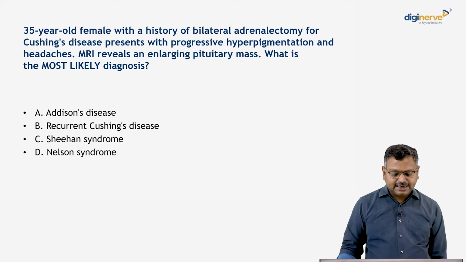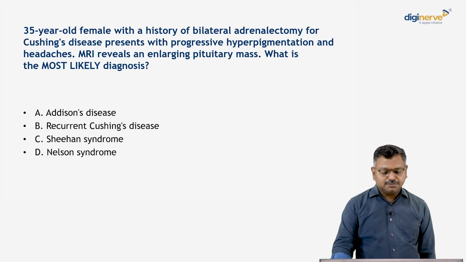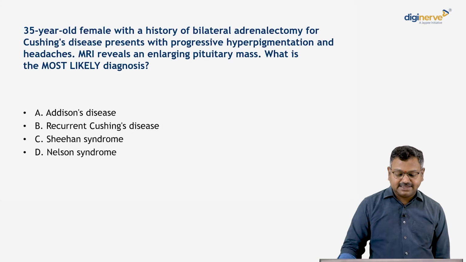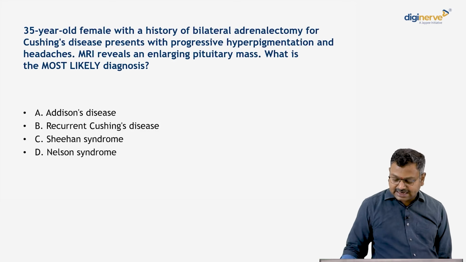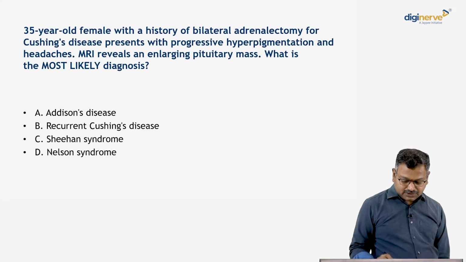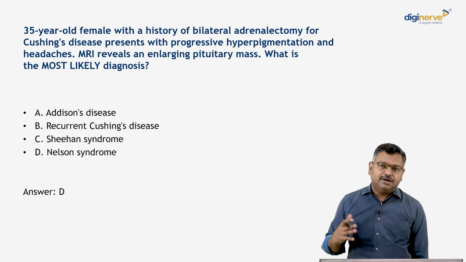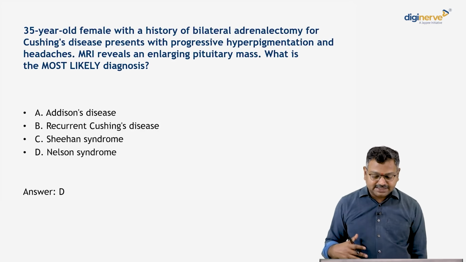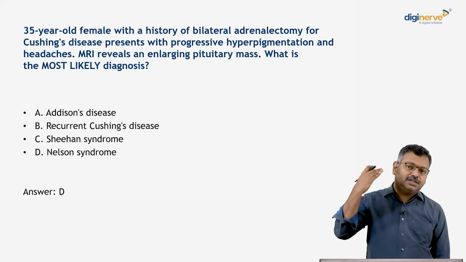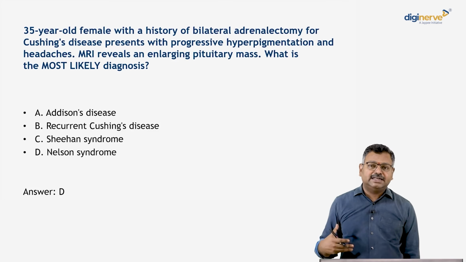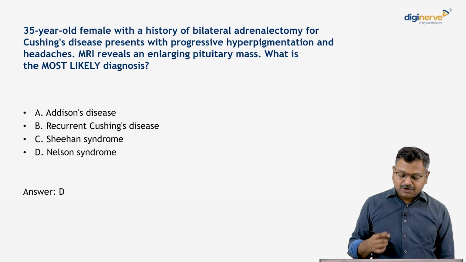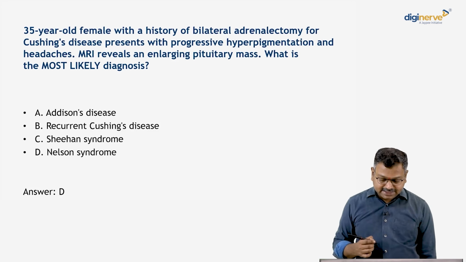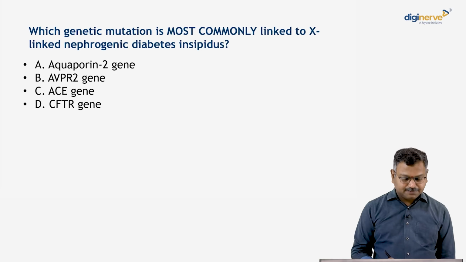35-year-old, bilateral adrenalectomy following Cushing's, comes with progressive hyperpigmentation and headaches. MRI shows a pituitary mass. What is the diagnosis? This is the classical Nelson syndrome. Nelson syndrome is where for Cushing's disease, instead of removing the pituitary tumor, you remove the adrenals, and it produces rapid hyperpigmentation because of a pituitary tumor that is there. So that is the Nelson syndrome.